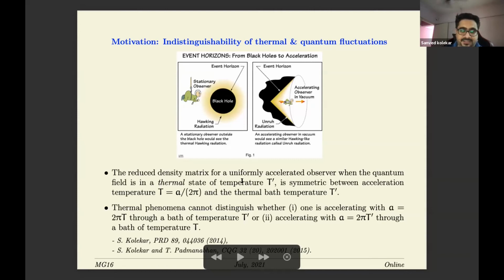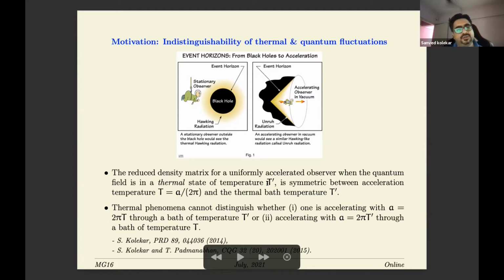The question that we asked, in the works which I have displayed at the bottom of the slide, is: what happens if you start with a thermal density matrix to begin with? The thermal density matrix is with respect to the Minkowski vacuum state. So instead of the Minkowski vacuum state, you are starting with a thermal density matrix, defined in terms of some temperature parameter, let's say T'. And then you have this accelerating observer whose acceleration is a. So I can define another parameter T using this particular relation. And this accelerated observer is now moving in this thermal background at temperature T'. Then what does he see?